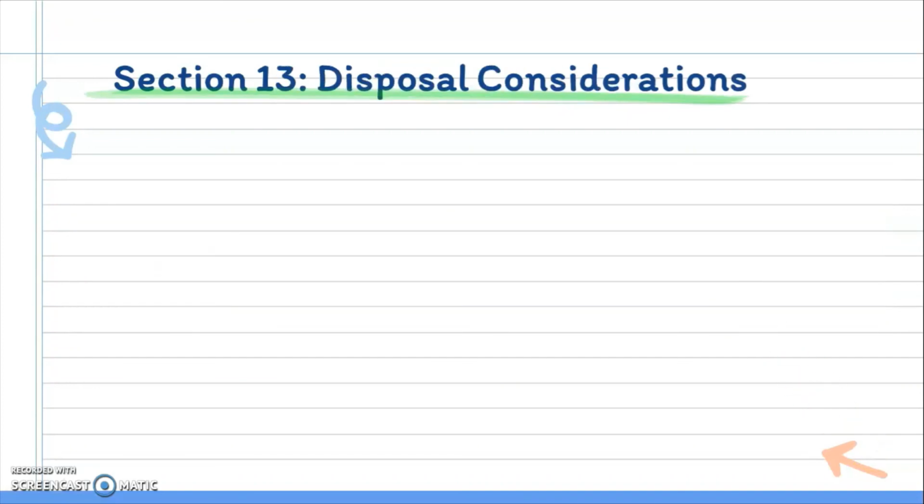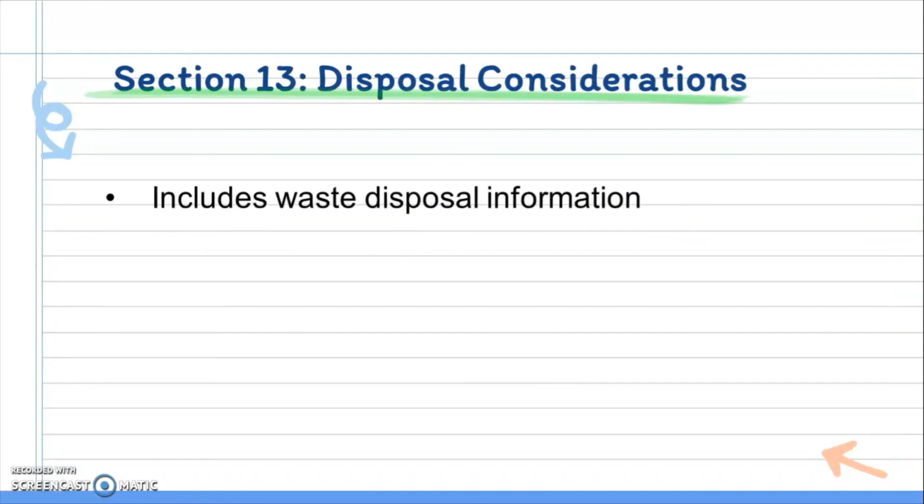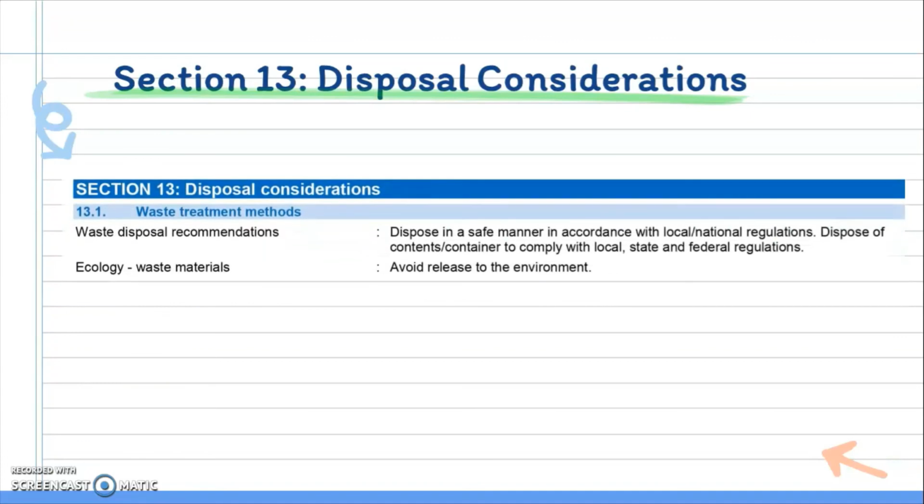Section 13 is disposal considerations. It includes waste disposal information. So, dito natin makikita kung paano natin properly madidispose yung ating chemical after use. Looking at Section 13 of sodium hypochlorite, makikita natin yung recommended waste treatment methods for its disposal.